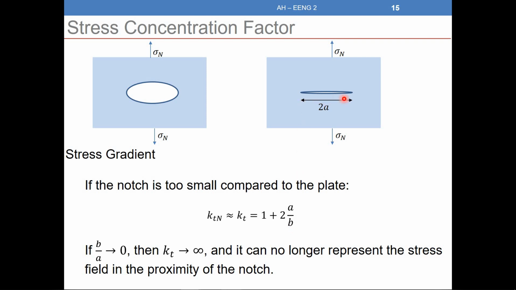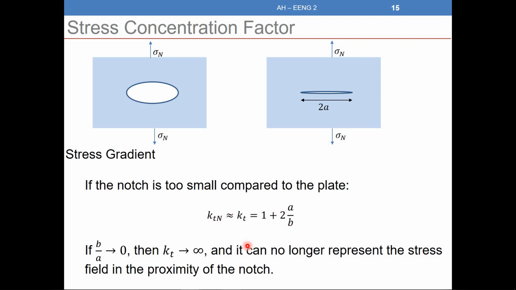Now, in the case of a crack like this, b is very small compared to a. What does it mean that b is very small? So b over a is almost equal to 0. So if I want to use this formula here, the stress concentration factor will go to infinity because b is very small compared to a. So I have extremely high values of the stress concentration.